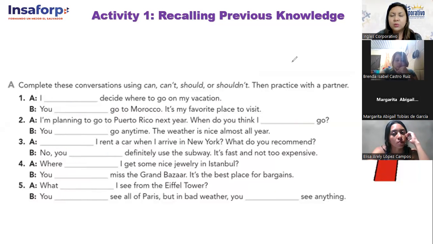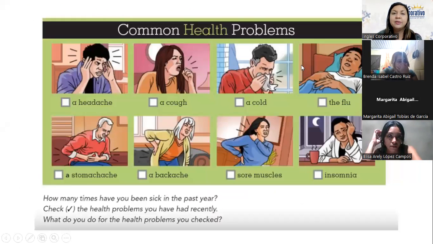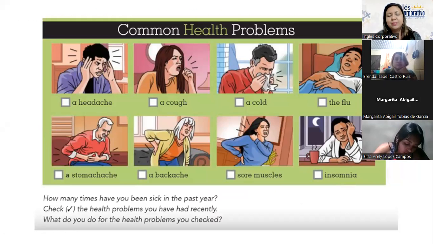So now, let's go to the next slide. We have common health problems. We have vocabulary. So please repeat after me. You can have your microphone off, so we don't hear the interruptions. Okay. A headache. A cough. Like F, a cough.